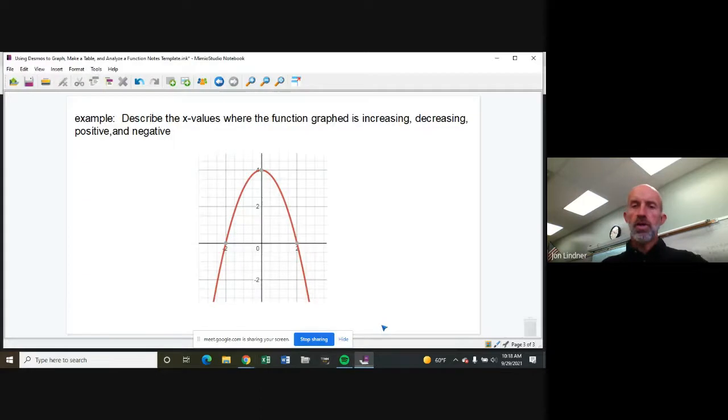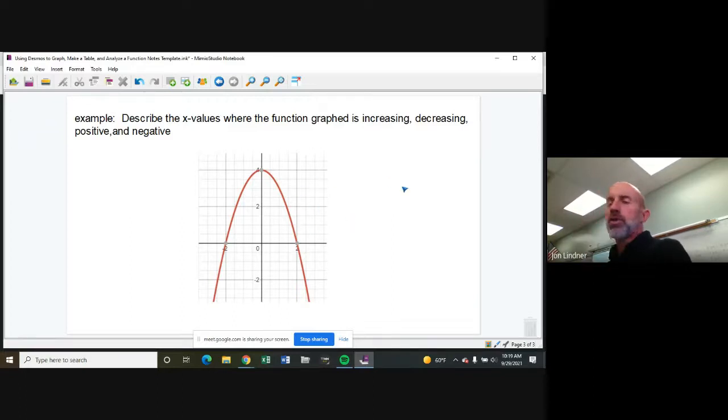All right, I'll go back to that screen so you can finish writing that down. Describe the x values where the function graph is increasing, decreasing, positive, and negative. Now, I want you to notice something. The instructions say describe the x values where this happens. Describe the x values where the function graph is increasing, decreasing, positive, and negative.